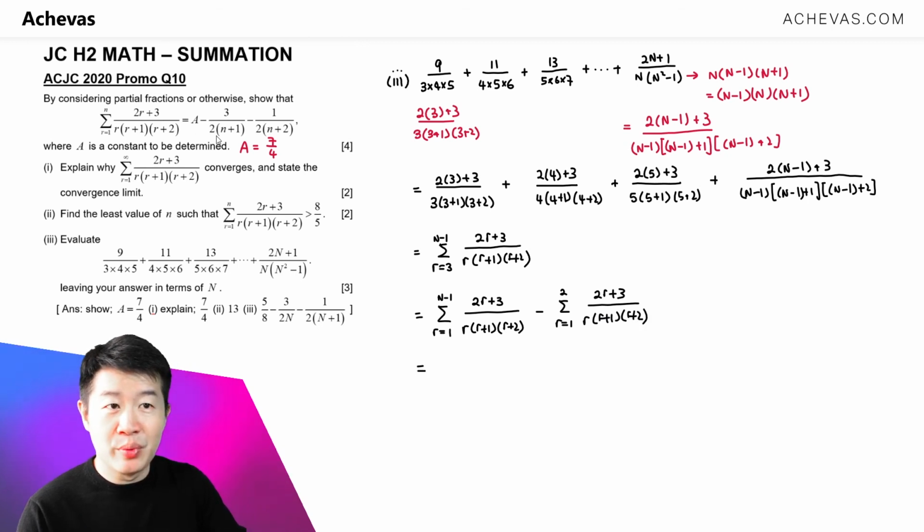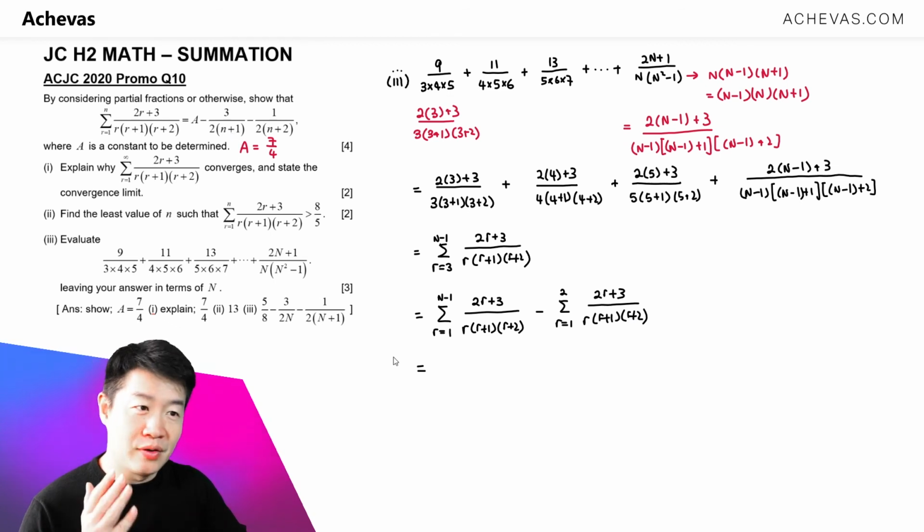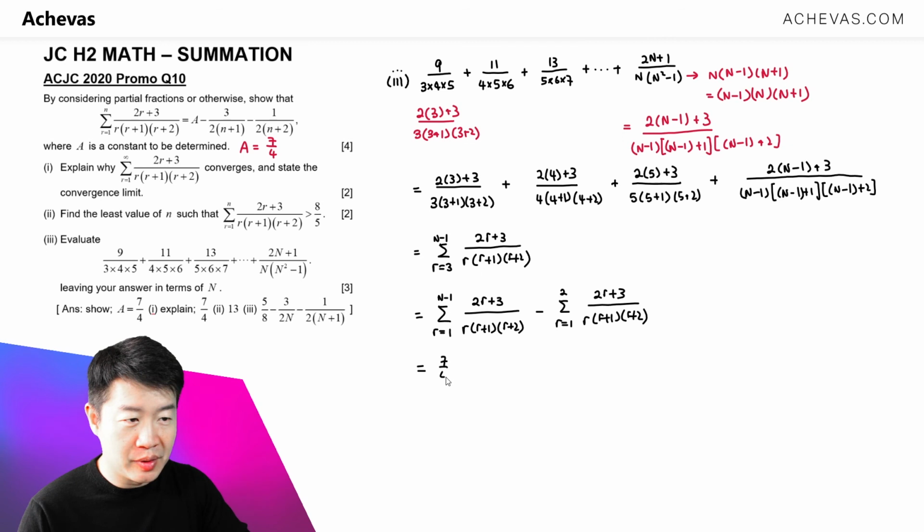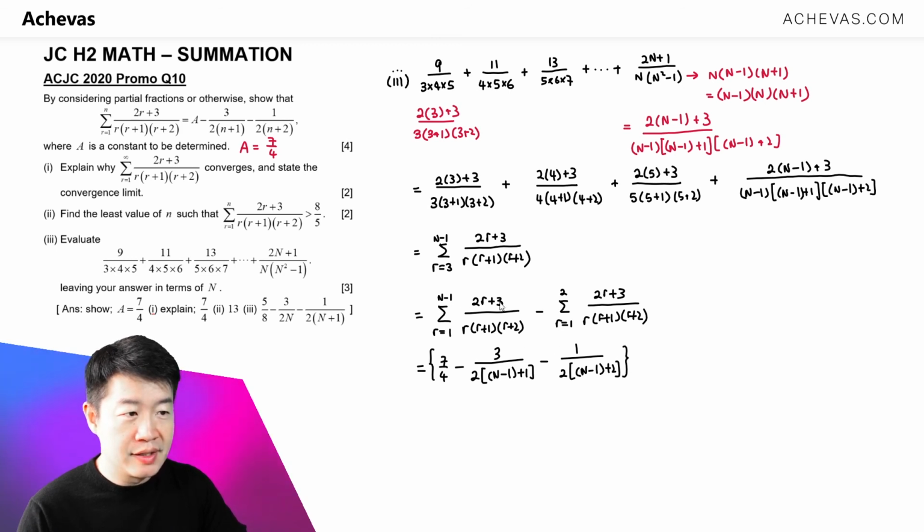And now we can make use of the previous result, the one that we found in the very first part. So I'm going to replace all this n by n minus 1. So 7 over 4, which we found out previously, minus 3 over 2 times, all the n's are going to be replaced by n minus 1, so it will be n minus 1 plus 1, then minus 1 over 2 times n minus 1 plus 2. Okay, this is from this sigma notation.